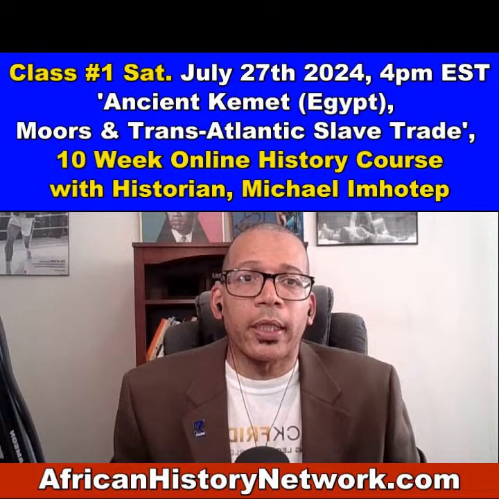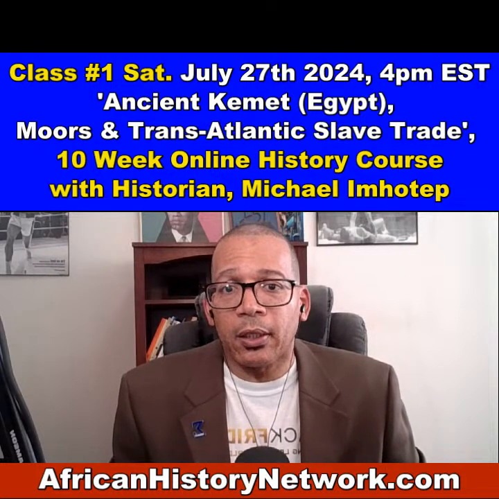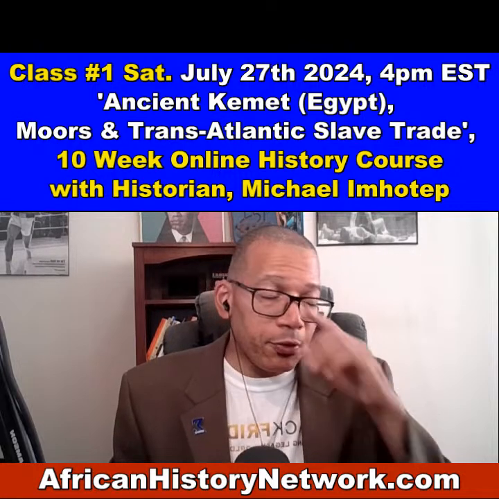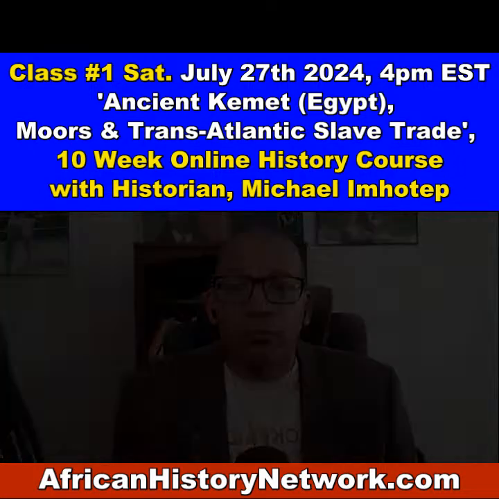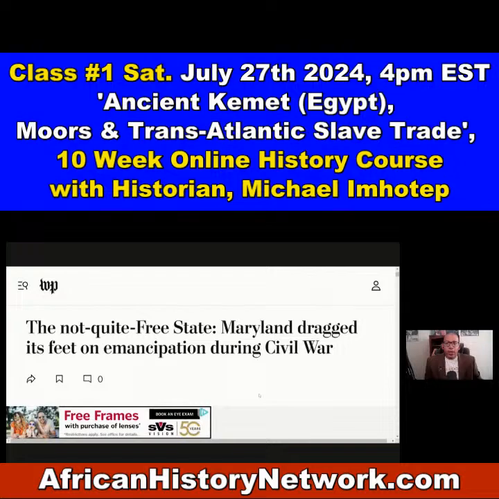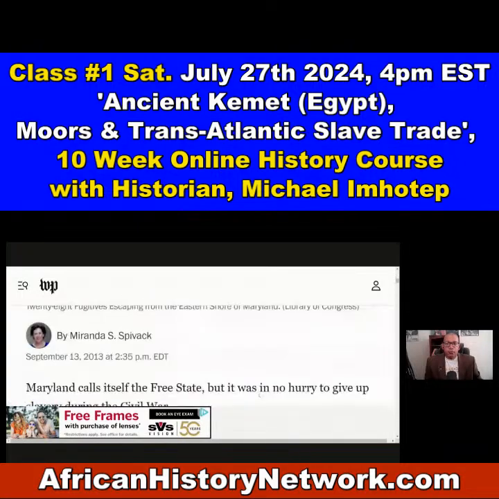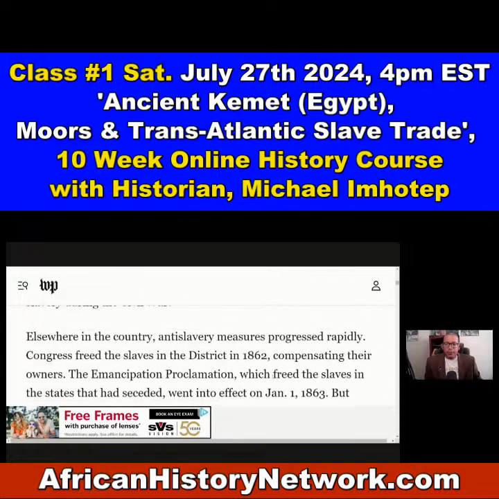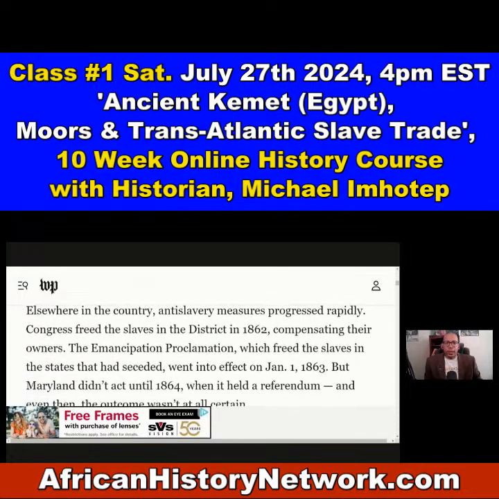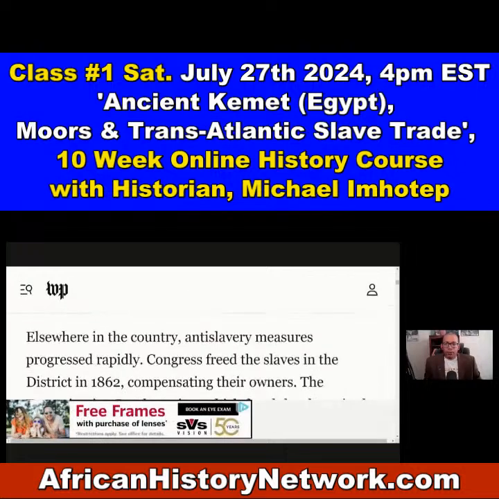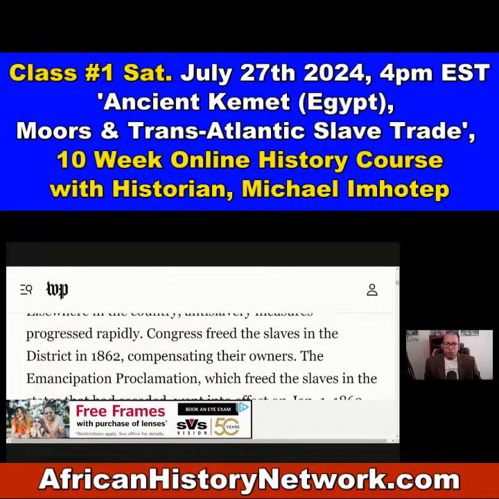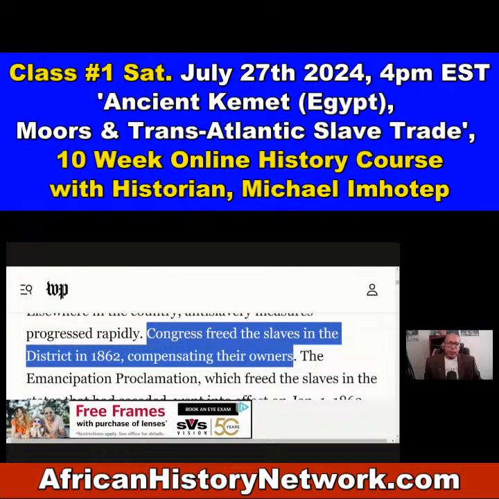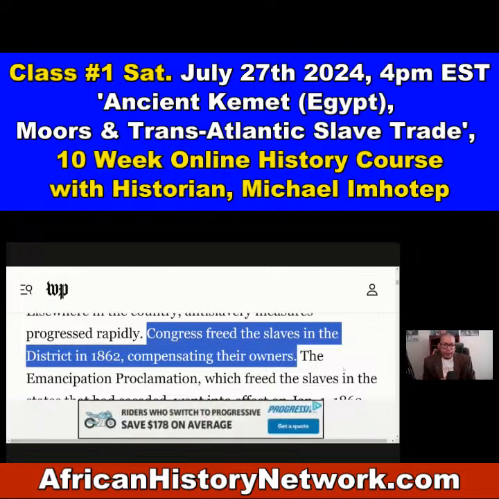And this is one of the articles that we'll look at in the class. I use this in this class and my second class on Black resistance movements, looking at history 1492 to 1968. The Not Quite Free State. Maryland dragged its feet on emancipation during the Civil War. They had to put it on the ballot to determine whether they were going to end slavery or not. Elsewhere in the country, anti-slavery measures progressed rapidly. Congress freed the slaves in the District of Columbia in 1862, compensating their owners. This was the Compensated Emancipation Act of April 16, 1862. That only applied to Washington, D.C.